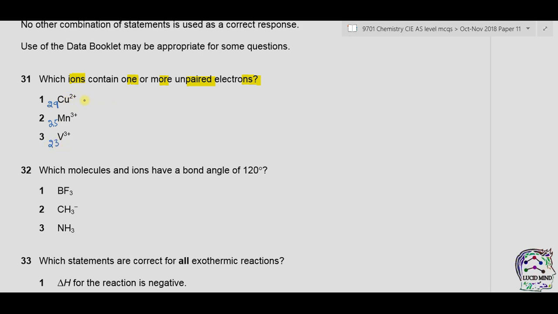Let's first do the electronic configuration for neutral copper. We have copper 29, the electronic configuration will be 1s2, 2s2, 2p6, 3s2, 3p6. Now we have 18 electrons.